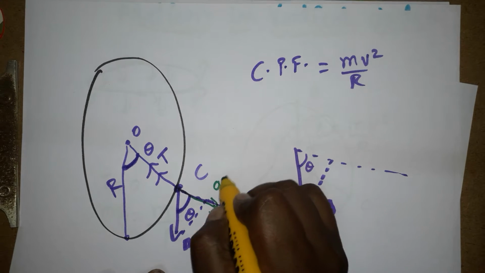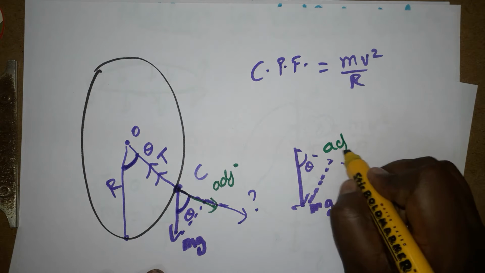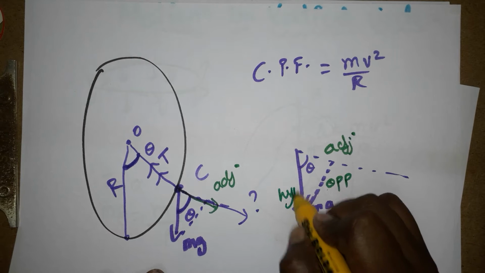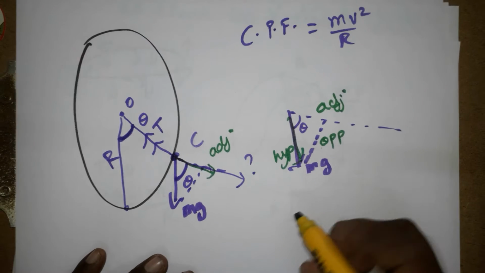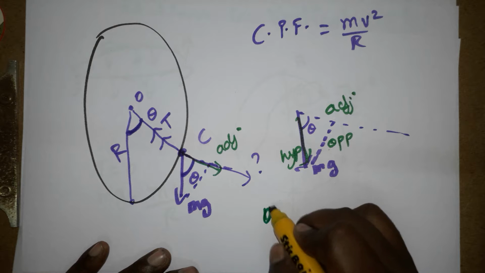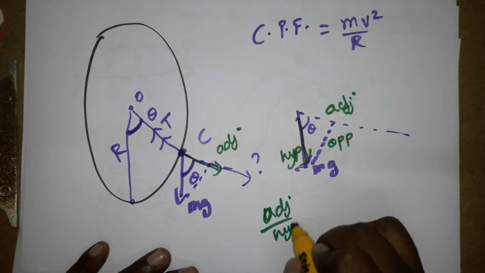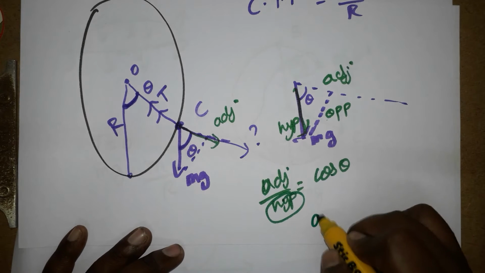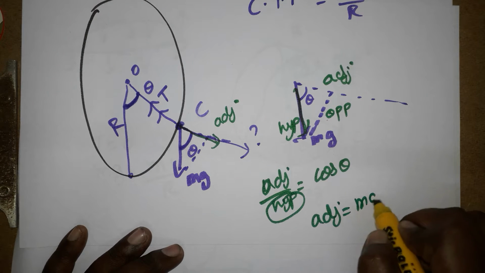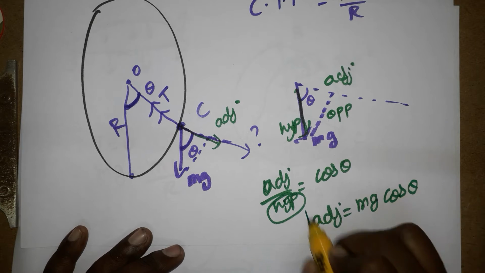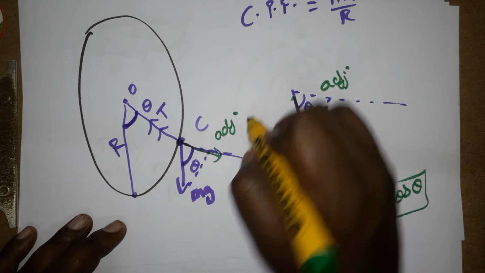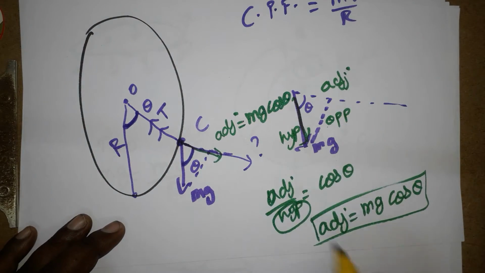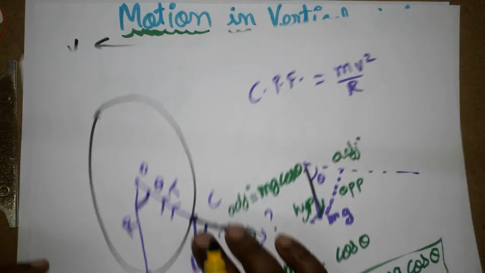That means it's going to be the adjacent side of this triangle. The adjacent side of this triangle we don't know. The opposite of this, hypotenuse of this. Hypotenuse is mg. This side will be mg. I know adjacent by hypotenuse is equal to cos theta. Our hypotenuse is mg. So, adjacent is equal to mg cos theta. So, the outward component from the circle will be mg cos theta.